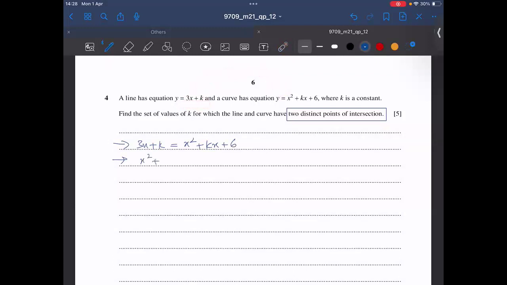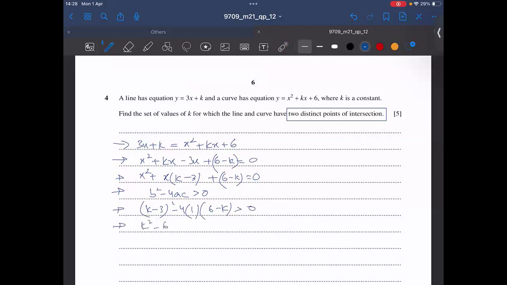So I'm going to have x squared plus kx minus 3x plus 6 minus k equal to 0. Let's factor out x: x squared plus (k minus 3)x plus 6 minus k. Now I'm going to use the condition b square minus 4ac greater than 0. (k minus 3) whole square minus 4 into 1 into (6 minus k) greater than 0. That gives k square minus 6k plus 9 minus 24 plus 4k greater than 0.